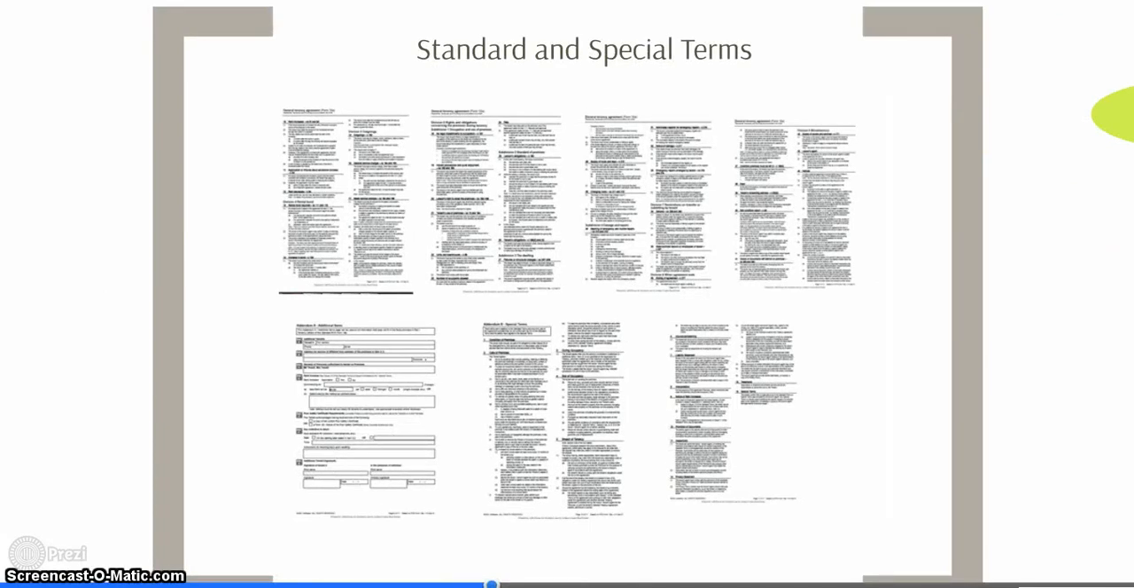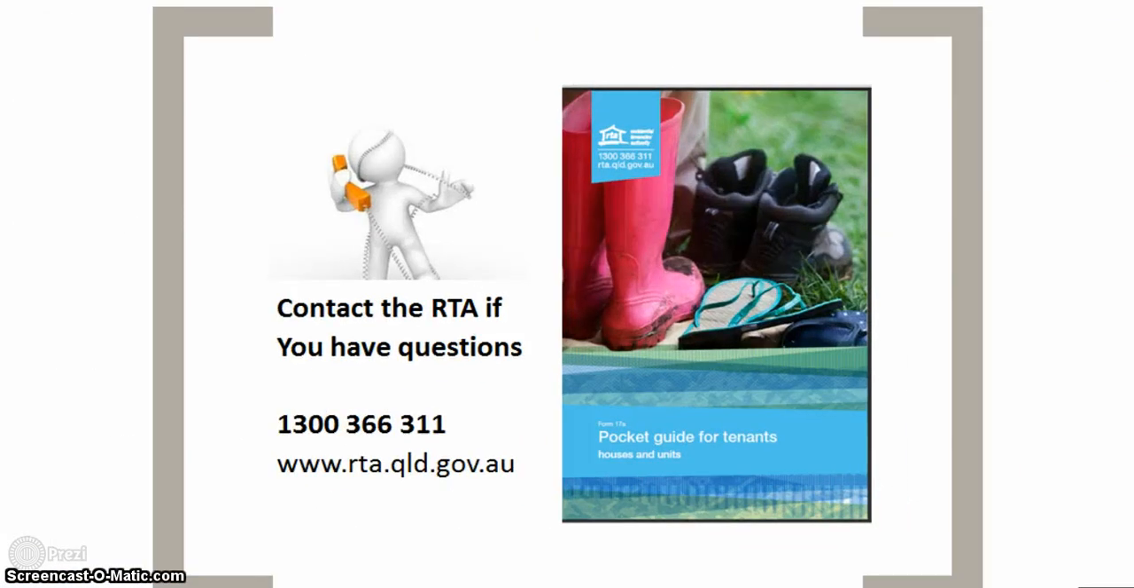Pages 3 to 9 are standard and special terms to the agreement. Please read over these carefully because they are specific to the general tenancy agreement in Queensland. Please contact the RTA if you have any further questions. Their number is 1300 366 311 or refer to your pocket guide provided.